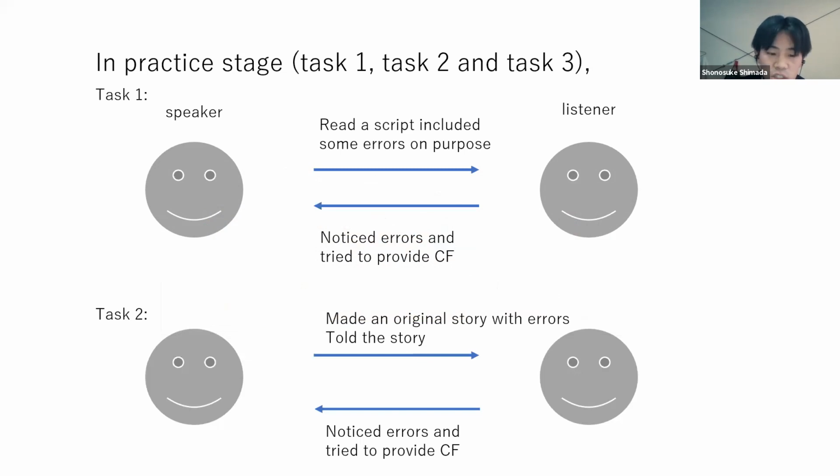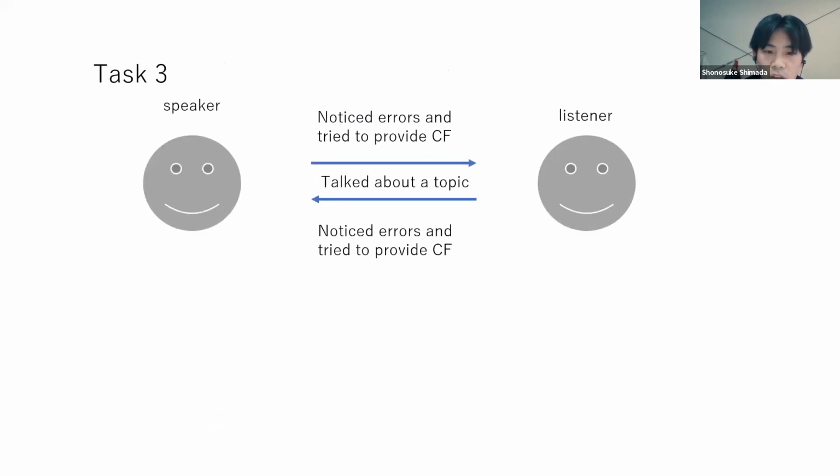So the last task was very simple. They simply had a conversation about a given topic with their partner for 3 minutes, as they usually did. However, participants were told that when they detected problematic utterances, they had to give a CF to their partner.